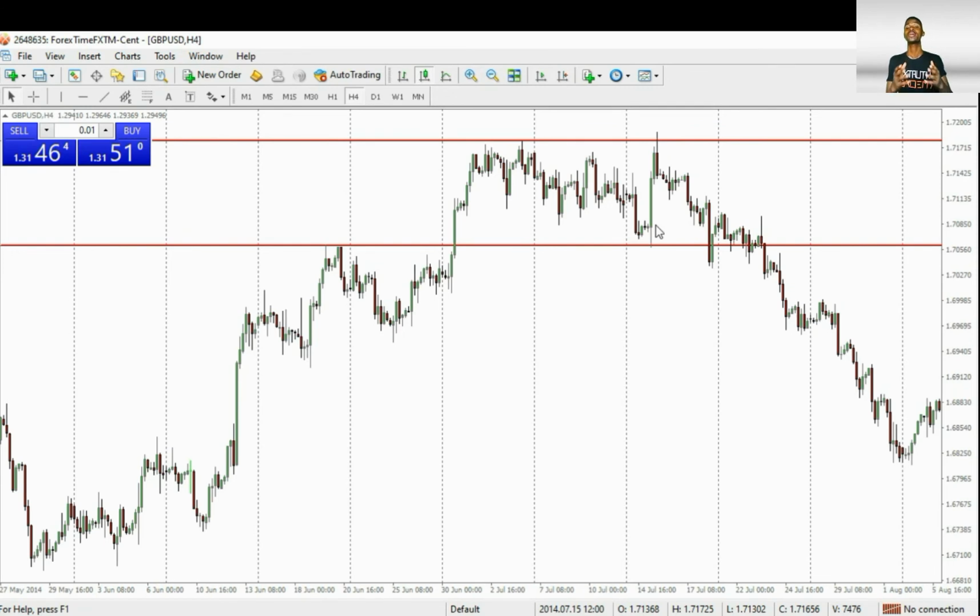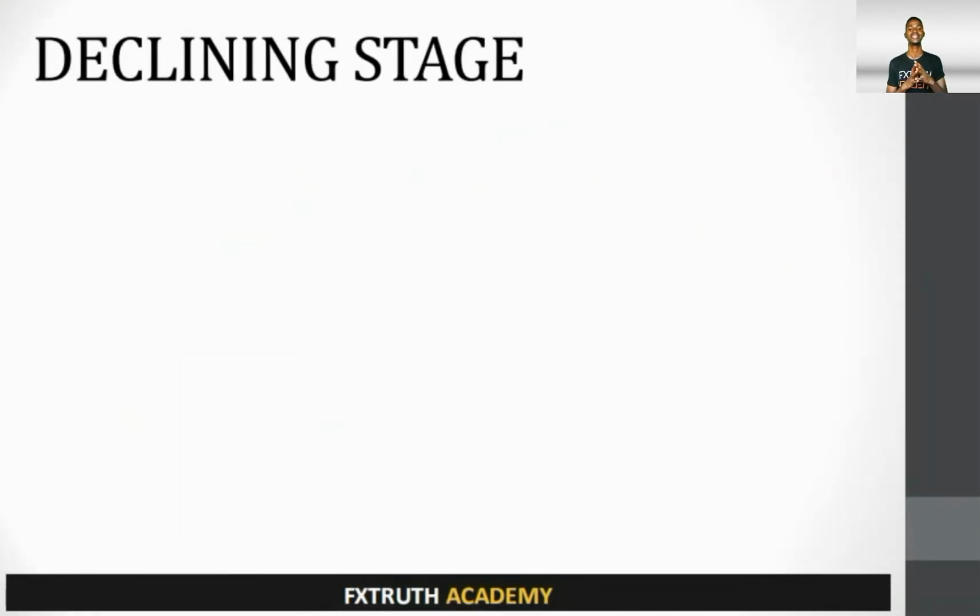So now in this stage, the strategy you'll be applying, you'll be looking to buy the lows and sell the highs of this market. Have you seen it now? With this, you don't take wrong trading decisions in the forex market. But the market can't be in this region all the time. And that brings us to the last but not the least, the declining stage.